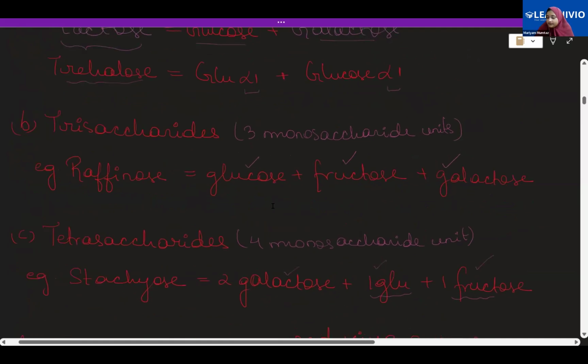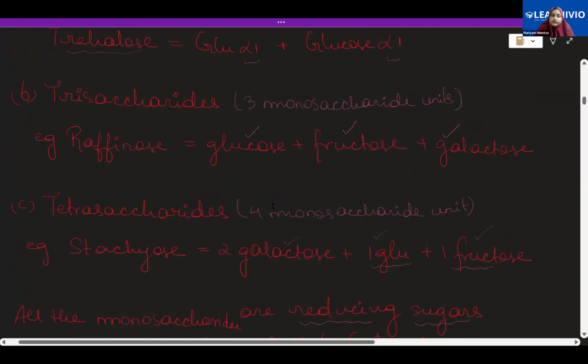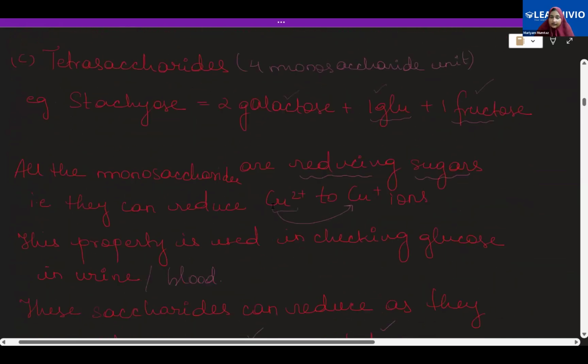Any doubts? So this was about the oligosaccharides.